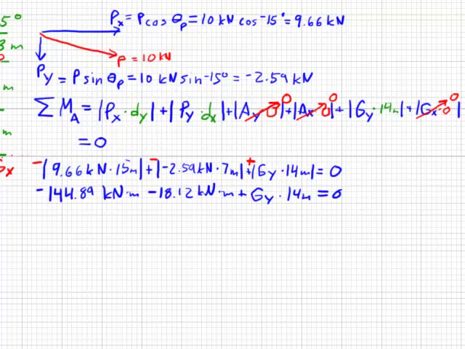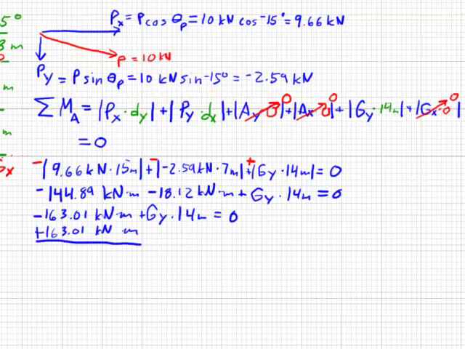Combining these two terms, you have negative 163.01 kilonewton meters plus Gy times 14 meters equals 0. Now we'll add 163.01 kilonewton meters to both sides.